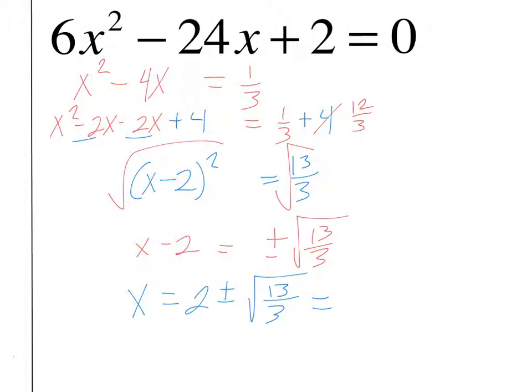If you're feeling a little bit extra punchy and you'd like to rationalize that denominator, you don't have to, but this is going to turn to x is equal to 2 plus or minus the square root of, and I'm going to multiply top and bottom by square root of 3. So square root of 39, and on the bottom we're going to divide by positive 3.